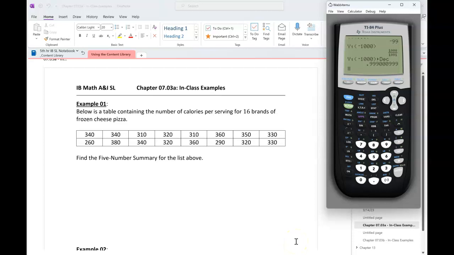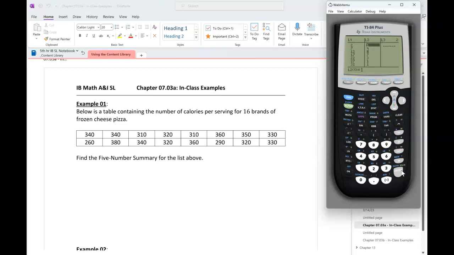First order of business is I have to enter this data into my calculator. The place that I go to do that is from the stat button. See the stat button here, just to the right of the alpha key. I'm going to press the stat button. From the edit tab, I'm going to select the edit command. And that's going to open up my lists.